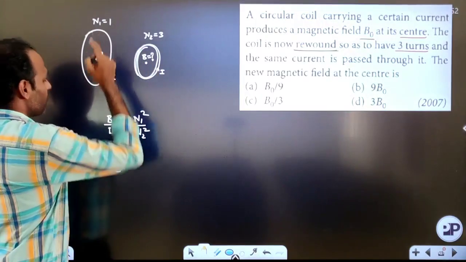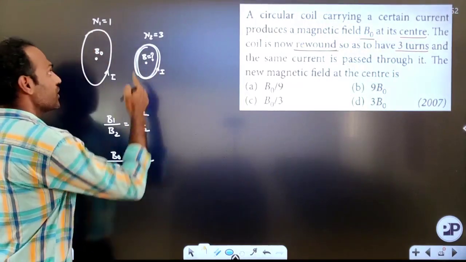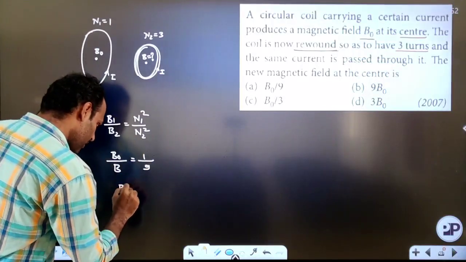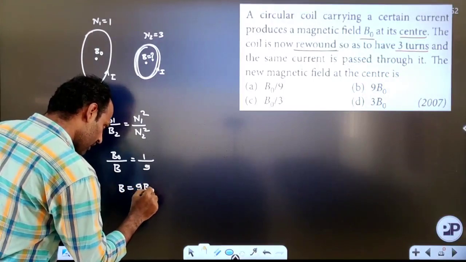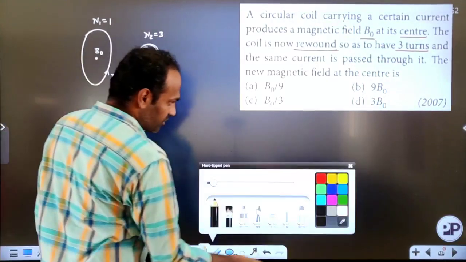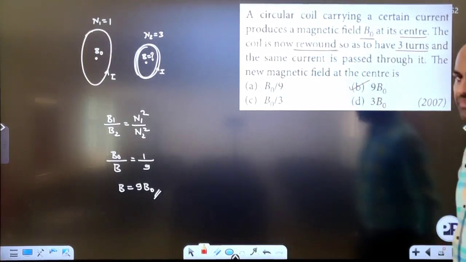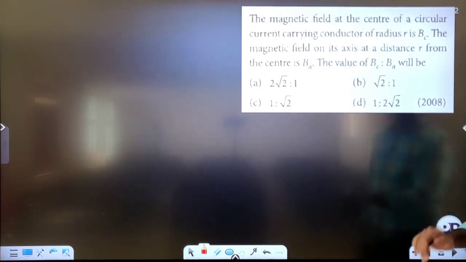How much is N1? N1 is 1, 1 square is 1, N2 is 3, 3 square is 9, correct? So we need B, so B will be equal to 9 B0, right? So this is the answer. So which option is correct then? 9 B0. 9 B0 means it is option B. Okay, so let us go to the next question then.